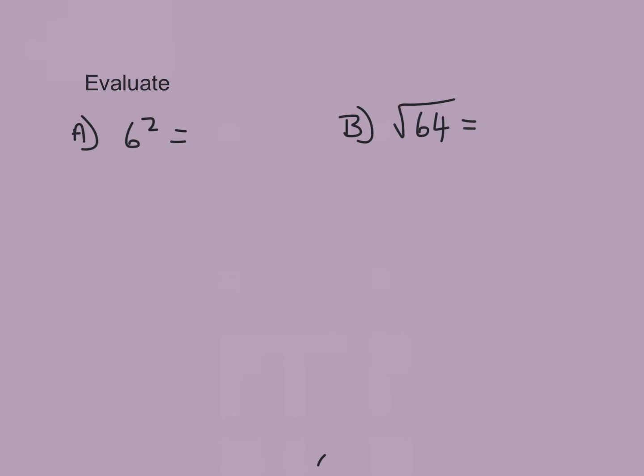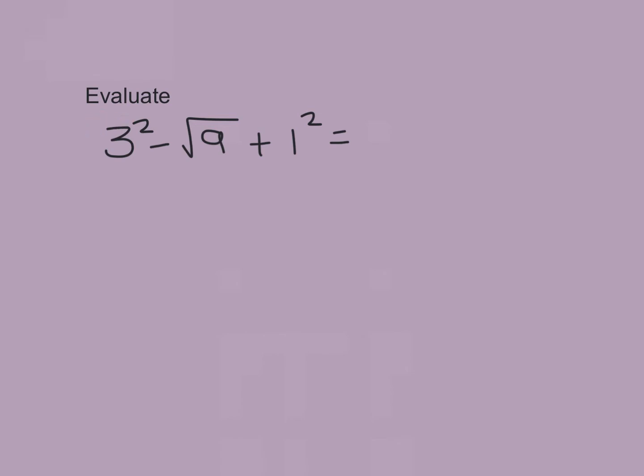Okay, how'd we go? Well, let's have a look at 6 squared first. 6 squared is the same as 6 by 6. So 6 by 6 is 36. Well done. And what about the square root of 64? My immediate question to myself is what multiplied by itself is going to give me 64? I know my times tables. I know that 8 eights are 64, therefore 8 is the square root of 64.